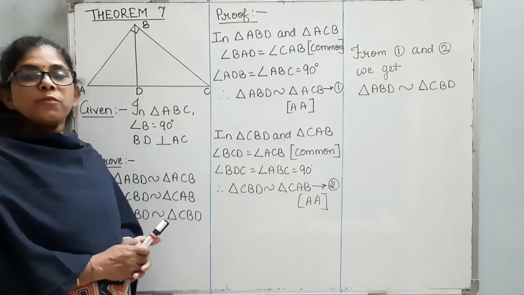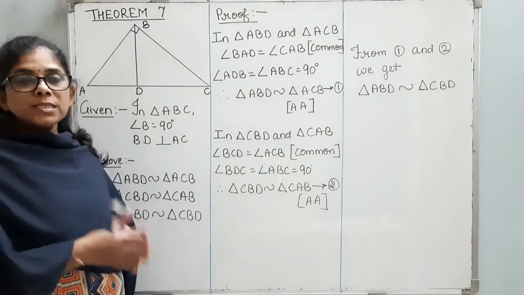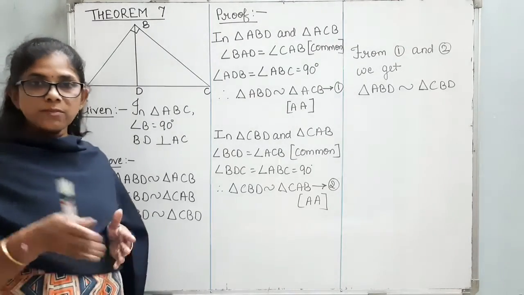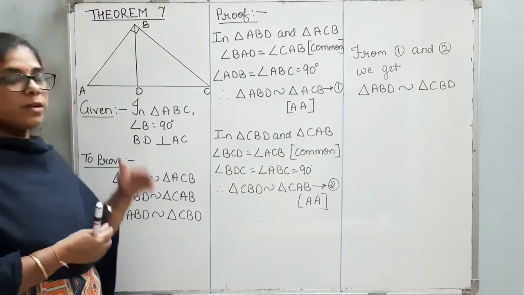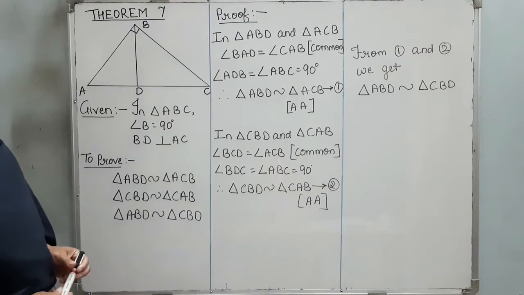Shiraj classes. We have already started the important chapter of standard 10, that is triangle. This is the chapter with the maximum number of theorems. 6 theorems are already covered in our previous videos, and now we will move on to theorem number 7 of this chapter. So what does this theorem say?